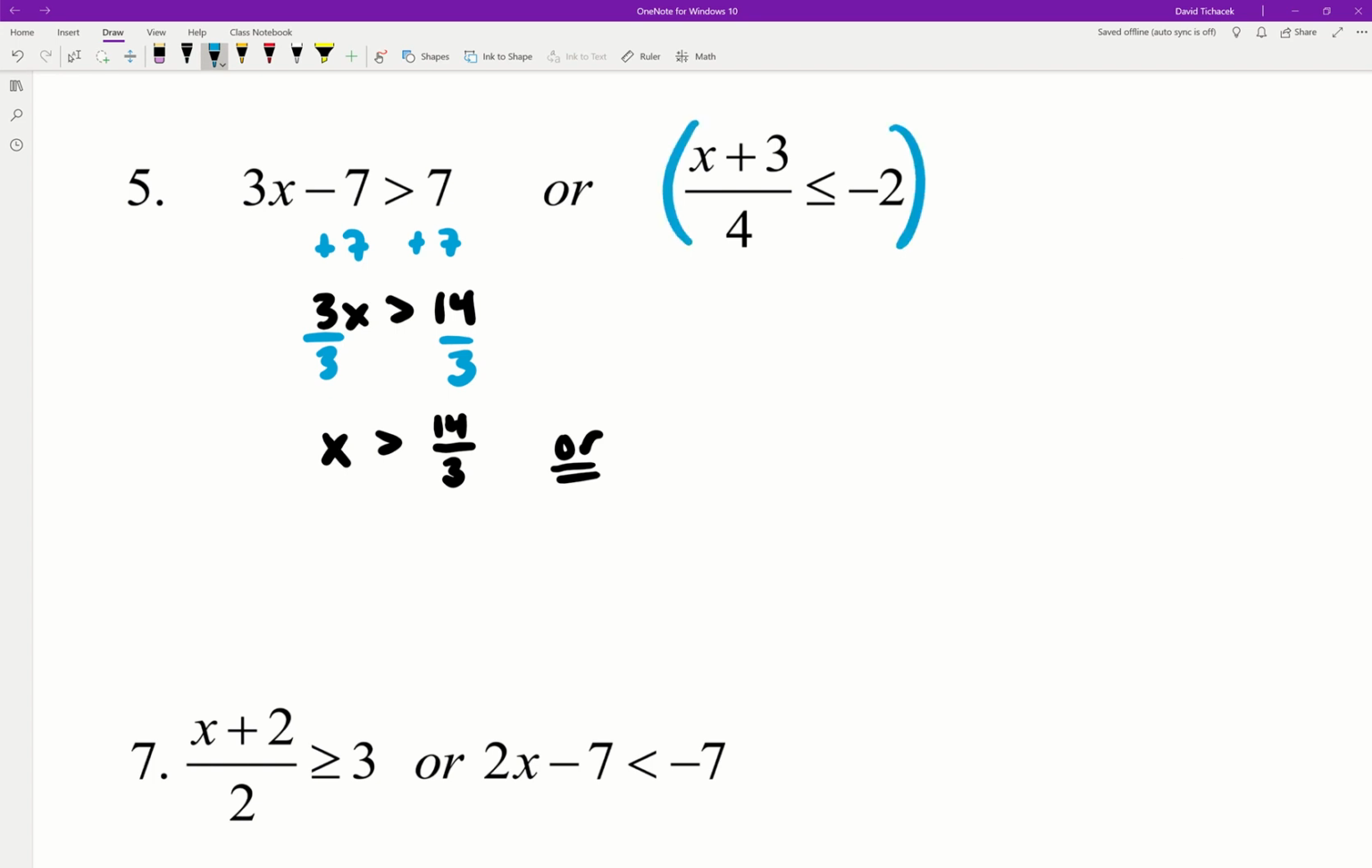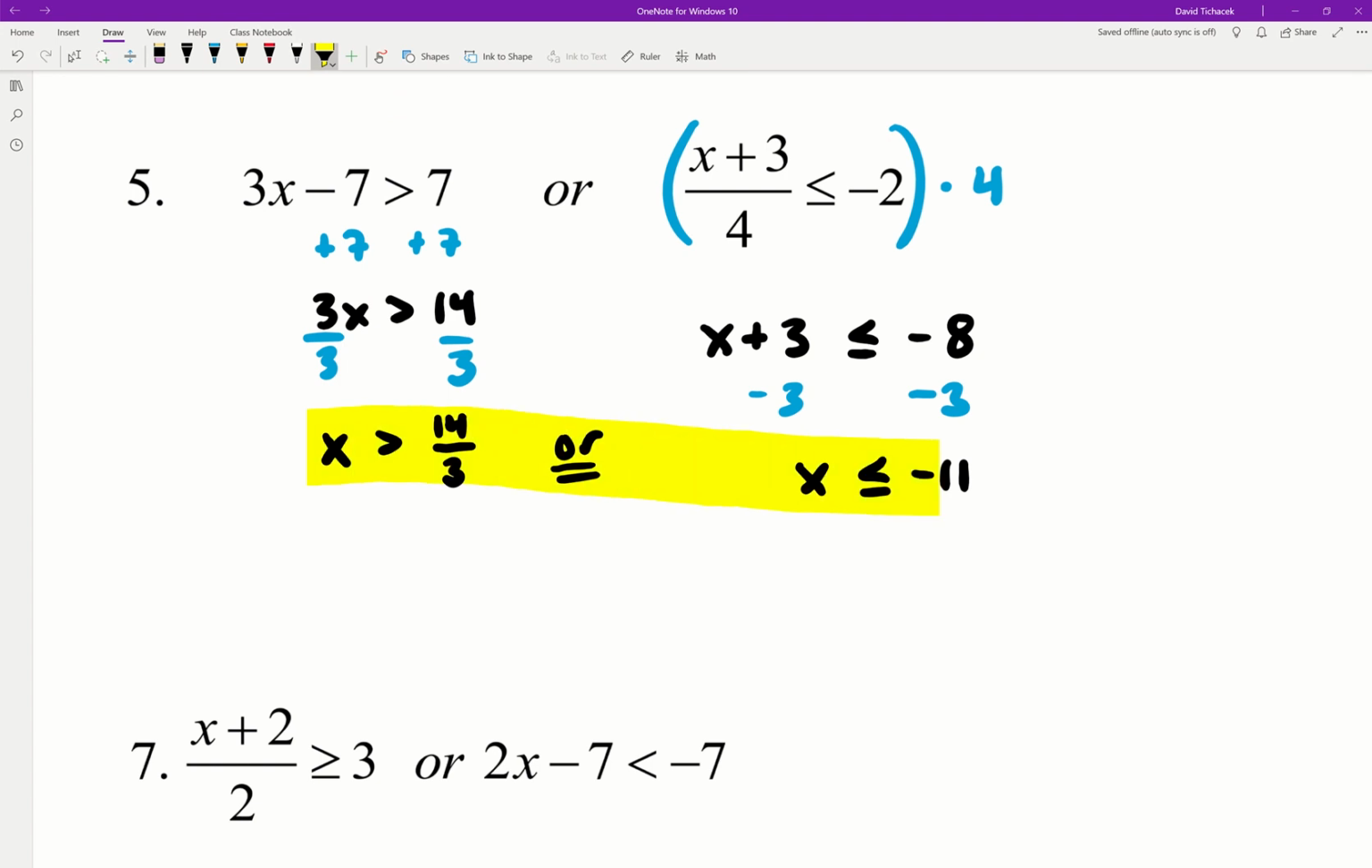So one thing I might do is go ahead and multiply everything by a positive 4. Important that we point out positive there because, again, if it was negative, we'd have to change the direction of our inequality. So it's going to stay the same there. So negative 8 on the right-hand side. And then go ahead and subtract your 3 over, in which case you'll see here that x is less than or equal to negative 11, okay? And so our answer written in inequality notation is right here. x is greater than 14 over 3, or x is less than or equal to negative 11, okay?